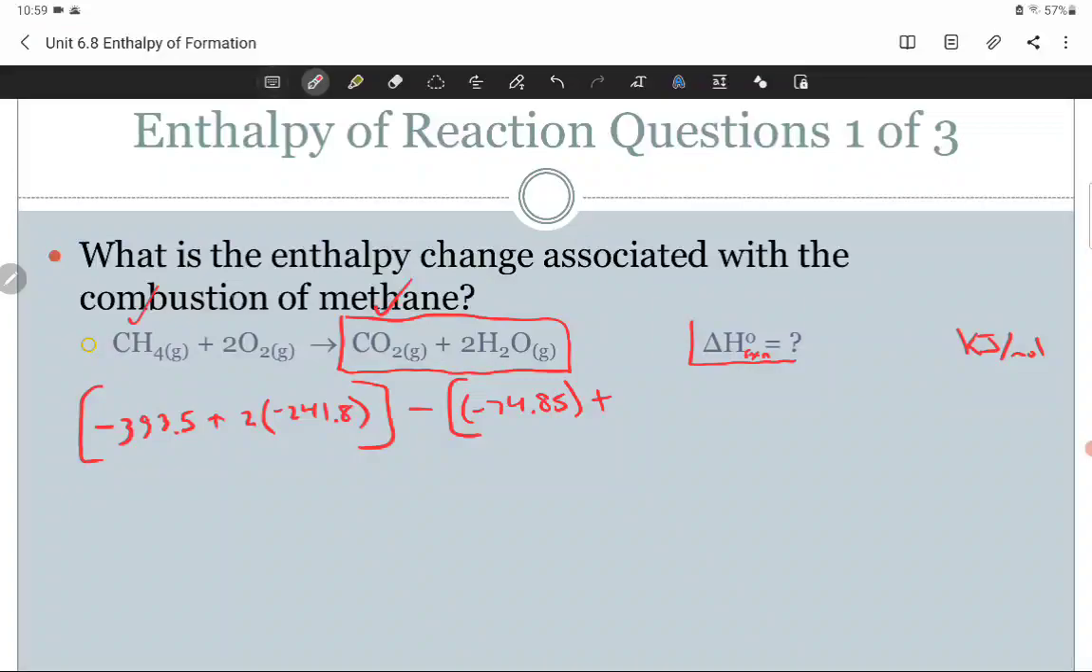And then I don't even have to look at that value because that's an elemental in its standard state. So that's going to give me a value of 0. So if I add all those up, I'll have my answer.